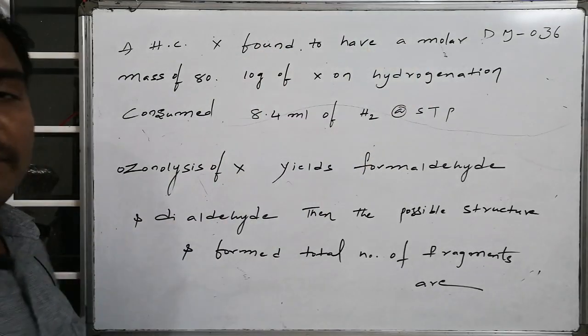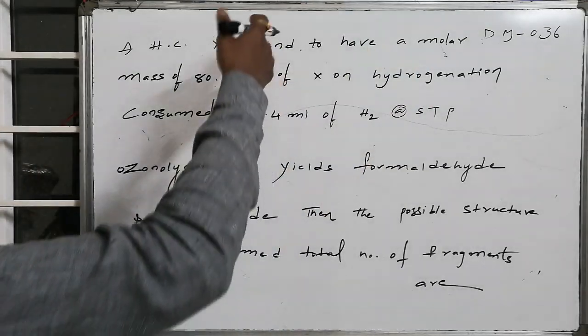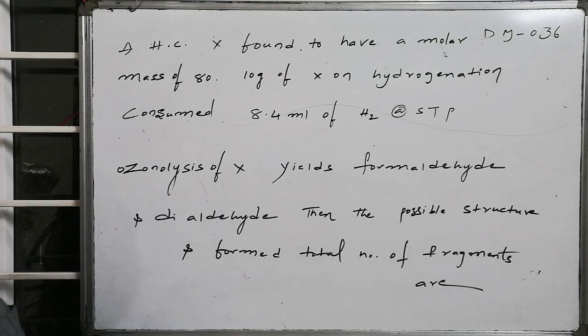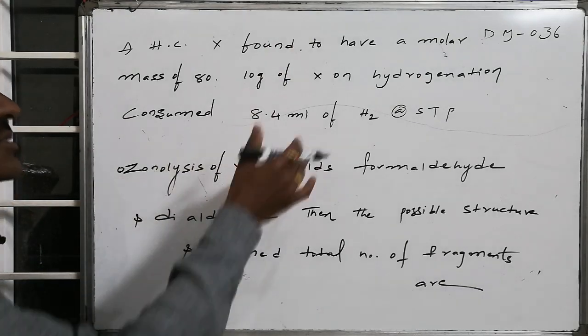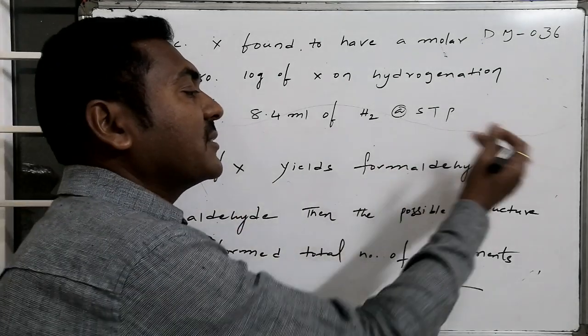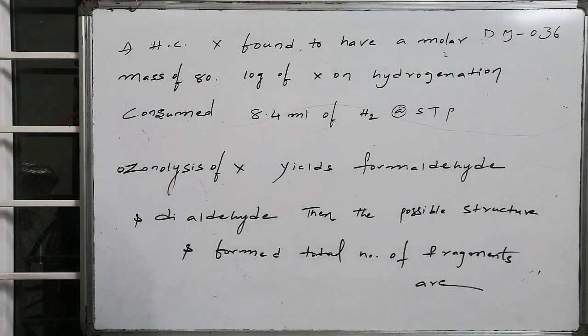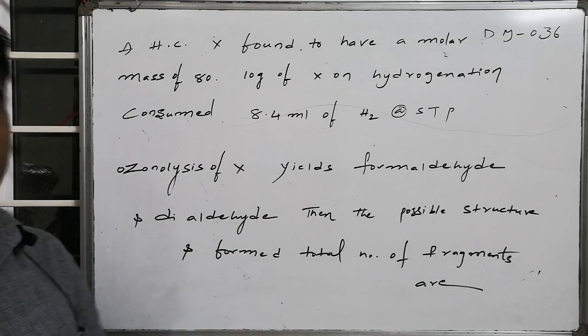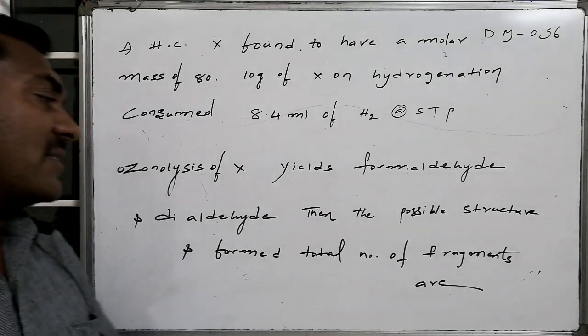From this you can know the weight and the number of moles. Here also the number of moles information is provided. On ozonolysis of that hydrocarbon X, it yields different varieties of carbonyl compounds. One of them is formaldehyde and the other is a dialdehyde, an aldehyde having two carbonyls in it.